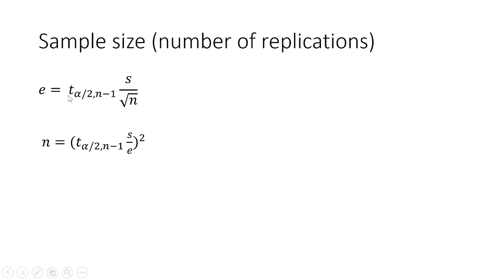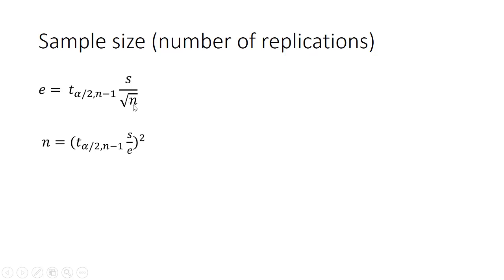If I want to reduce E, the size of the half of the confidence interval, I have to reduce t. Reducing t requires me to reduce alpha over 2, or my confidence level. But I don't want to change my confidence level. If I construct a confidence interval of 95% confidence, I still want to keep that confidence level. I don't want to reduce my confidence level just to be able to reduce the size of the interval. So I'm not going to play with t either.